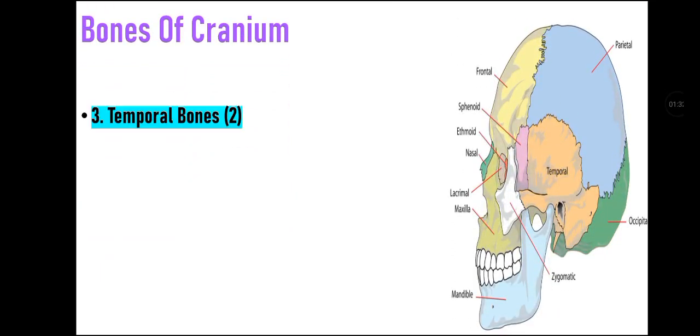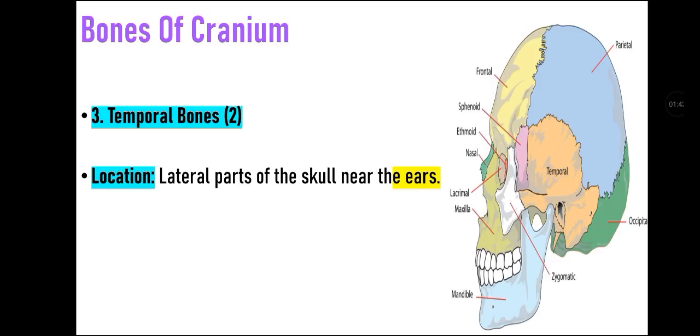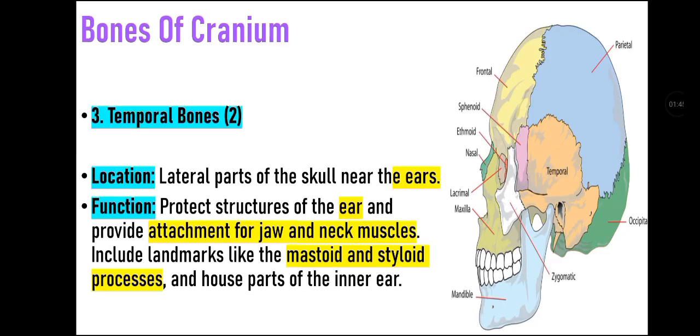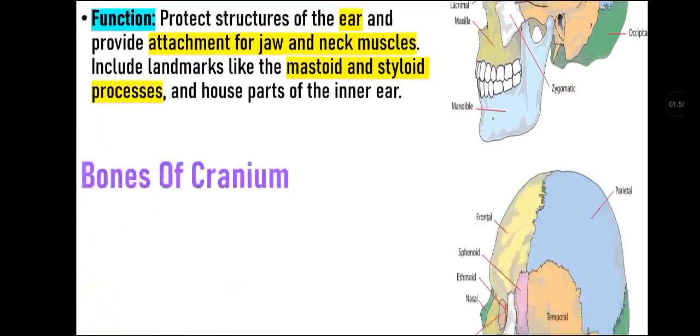Next bone of cranium we have is temporal bone. As you can see in the diagram, the orange color bone is temporal bone. It is pair bone. That means there will be two temporal bone in every skull. Location: lateral part of skull near the ears. Function: to protect structures of ear and provide attachment for jaw and neck muscles. Include landmarks like the mastoid and styloid process and house part of the inner ear.